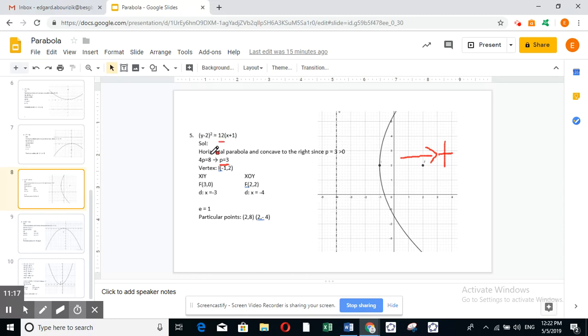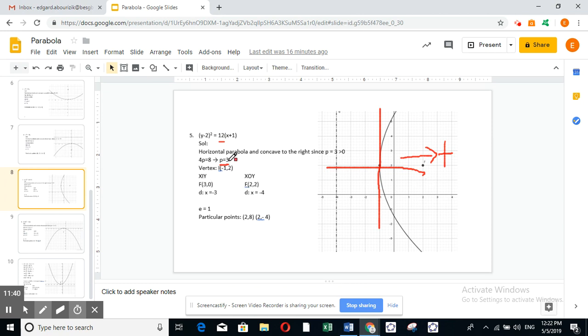The vertex here is minus 1, 2. So I do it with respect to x prime, y prime. Suppose this is the new x, then I transform it to x or y, like we did before. Since p here is 3 and it is concave towards positive x, here will be the directrix, and here will be what? The focus.